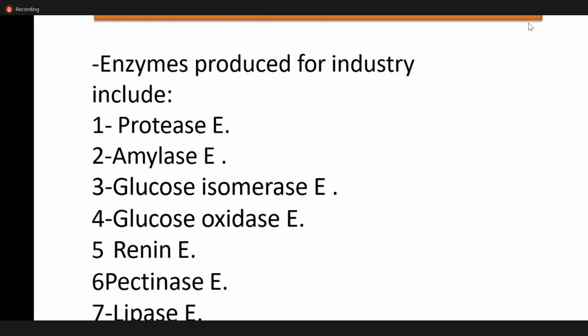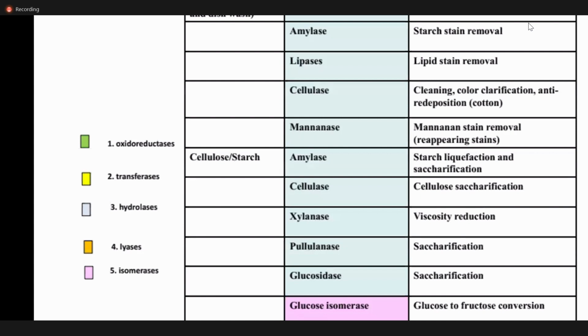Next, proteases, amylases, glucose isomerases and glucose oxidases, and renin and pectinase and lipases. So all enzymes are produced by the industries, industrial applications, industrial products. Corresponding products are released. Here we can see the oxidoreductases, and in corresponding applications we can identify transferases, hydrolases, lyases, isomerases.